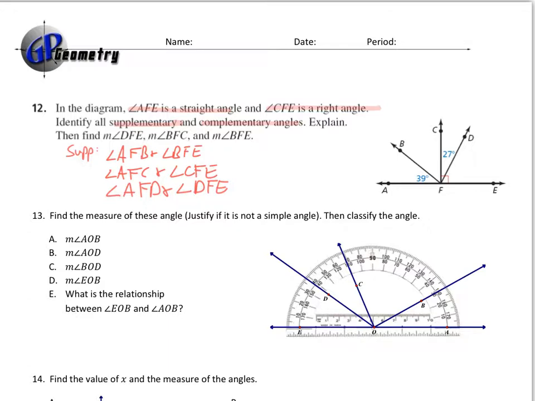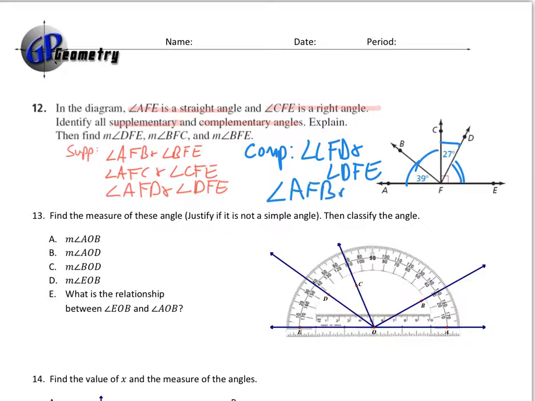Now let's go for some complementary angles. Remember, complementary adds up to 90. They complement each other. So we have some pairs. We've got this angle here and this one. They make 90. Then we've got another pair right there. Those two guys will add up. That's AFB and BFC. All right, two pairs. Great.